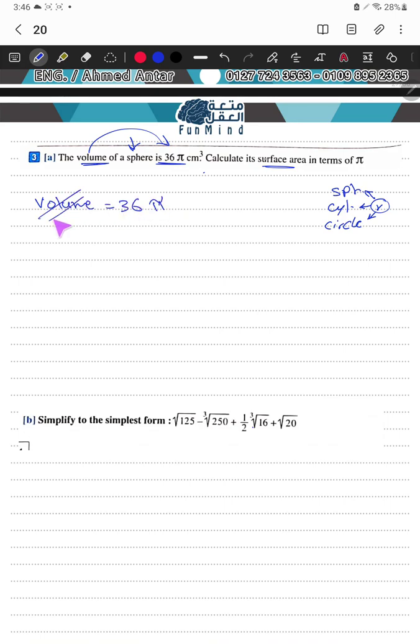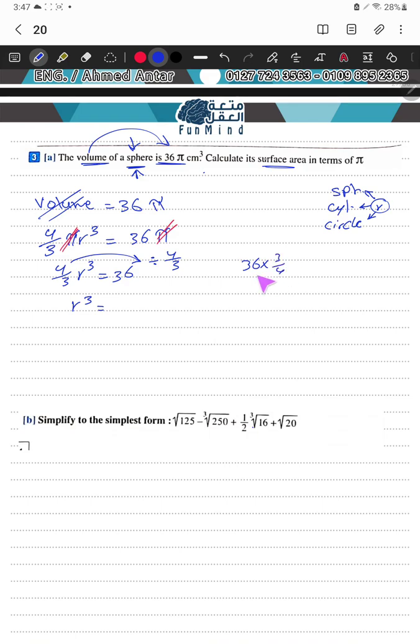36 pi, and we knew before that the volume of the sphere, we are in the sphere here, is 4 over 3 pi r power of 3 equals 36 pi. You can delete pi with pi. Now it's 4 over 3 r power of 3 equals 36. You can divide by 4 over 3. Now r power of 3 equals, I think by the calculator, 36 divided by 4 over 3, so 36 times 3 over 4. 36 divided by 4 is 9, 9 times 3 equals 27.